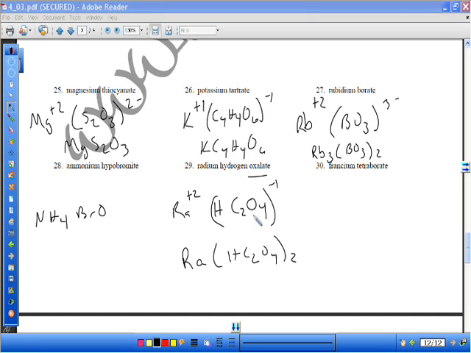So here, oxalate is C2O4, but when you add a hydrogen to that. Now oxalate has a -2 charge, and this has a +1. So overall, this would equal a -1 charge. So that's why the hydrogen oxalate has a -1 charge.